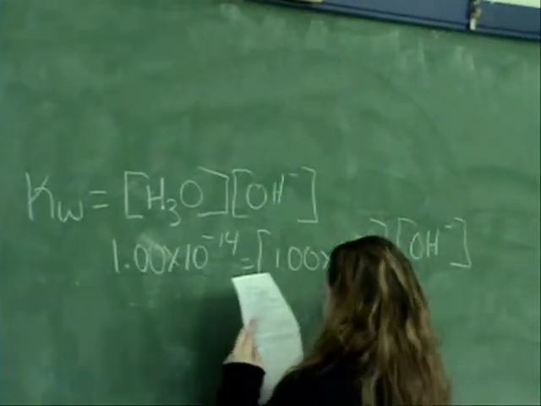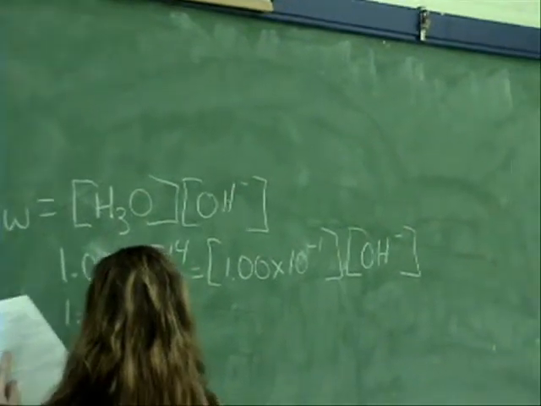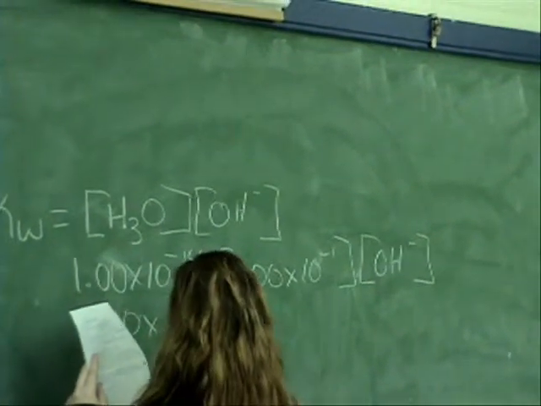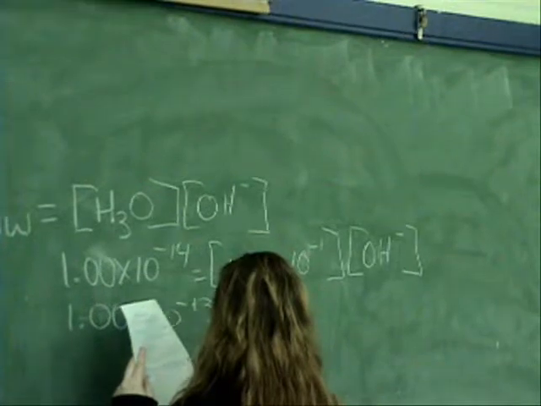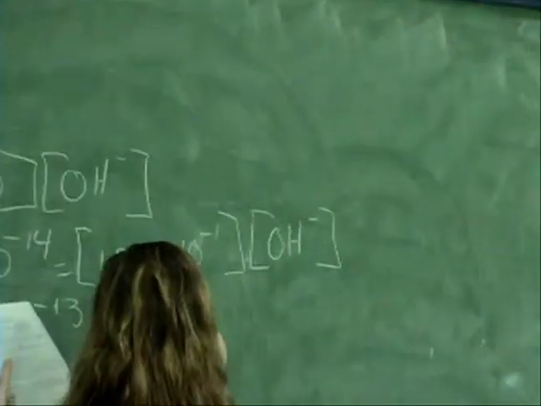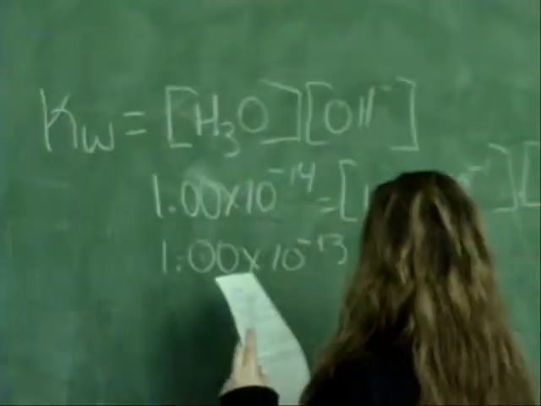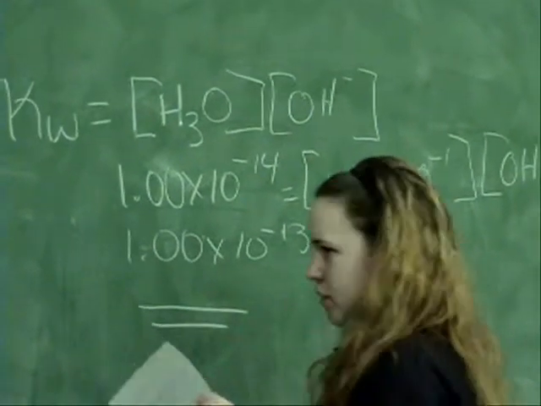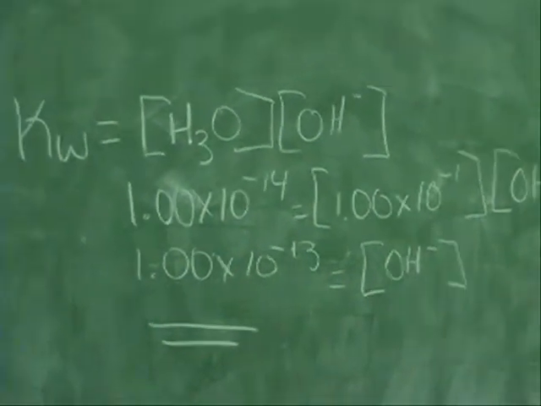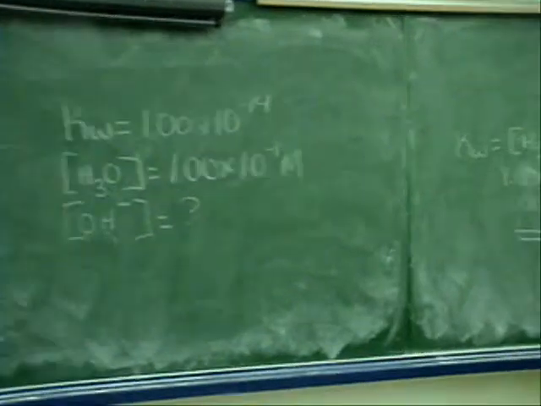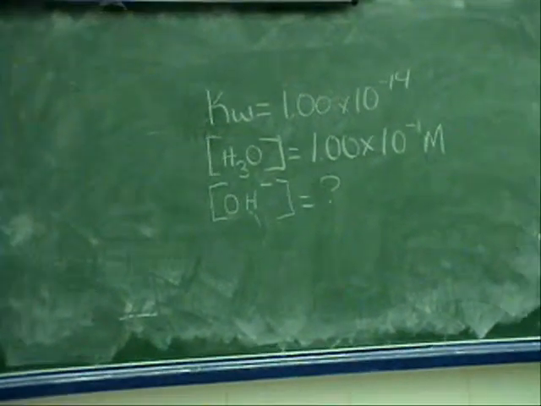So we're filling in our Kw values. We've got the hydronium ion value, and we're trying to solve for the concentration of OH- ion. And we've done it. Therefore, in this equation, the concentration of the OH- is 1.00 times 10 to the negative 13.